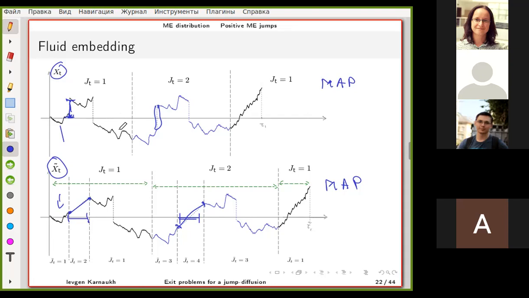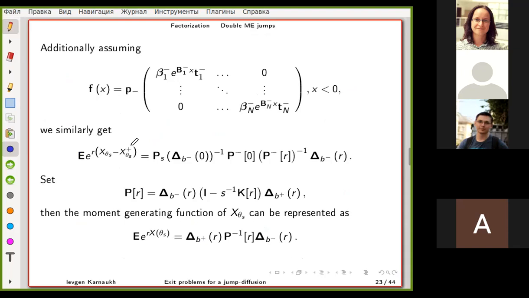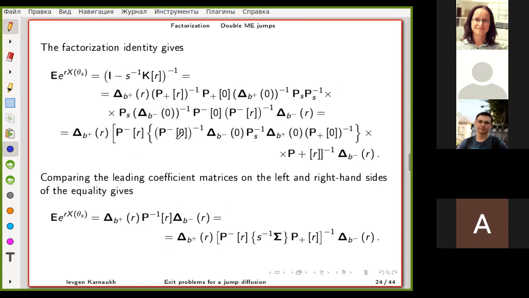So we go back to the infinitely divisible factorization and assume that the negative jumps are also ME distributed, with corresponding notation where we put a minus. Then the second component can analogously be represented in a similar manner. Introducing a matrix polynomial P, the left-hand side of our infinitely divisible factorization we can write like this expression. For the left-hand side of our factorization, we have a chain of equalities, but using some comparison between the left-hand side and right-hand side, we can obtain such a representation of our moment-generating function.